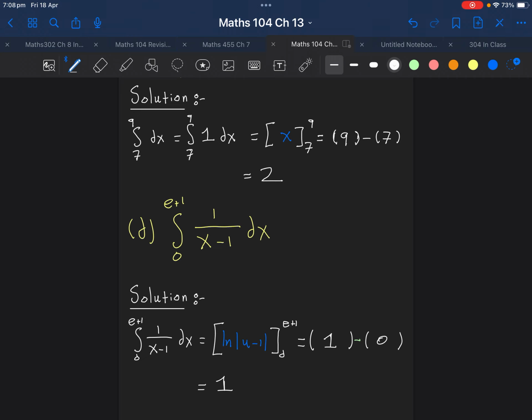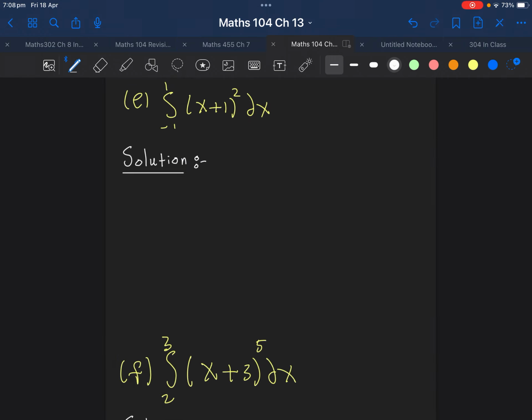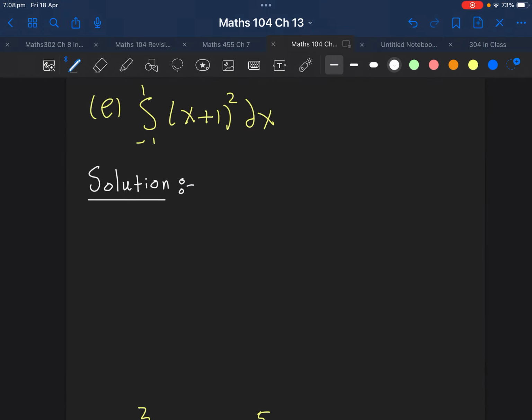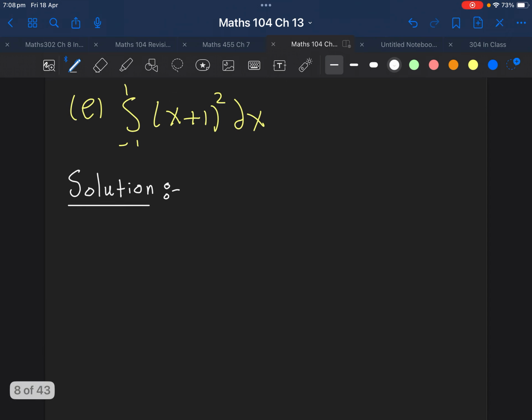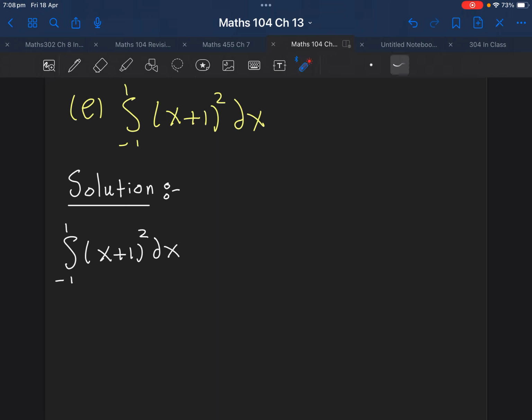And that's question part D. Let's continue to question part E. Again, we need to rewrite this function by expanding the square. So you have the integral of (x + 1)^2 dx.